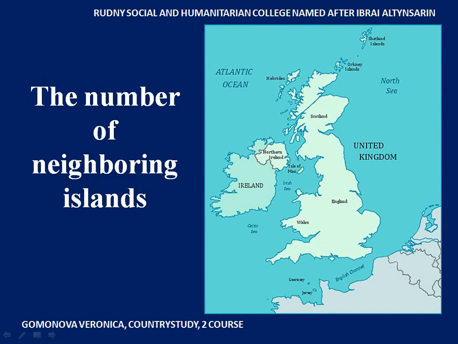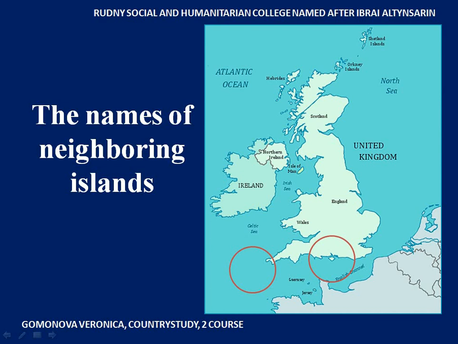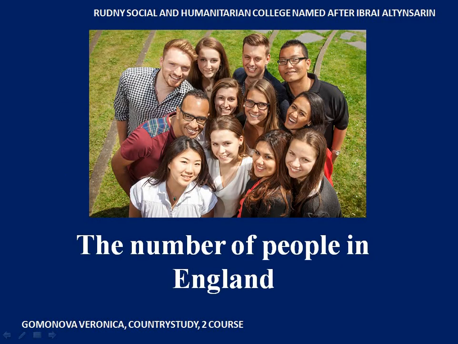What is the number of neighboring islands? The number of neighboring islands is 100. What are the names of neighboring islands? The names of neighboring islands are the Isles of Scilly and the Isle of Wight. What is the number of people living in the country? There are over 55 million people living here.